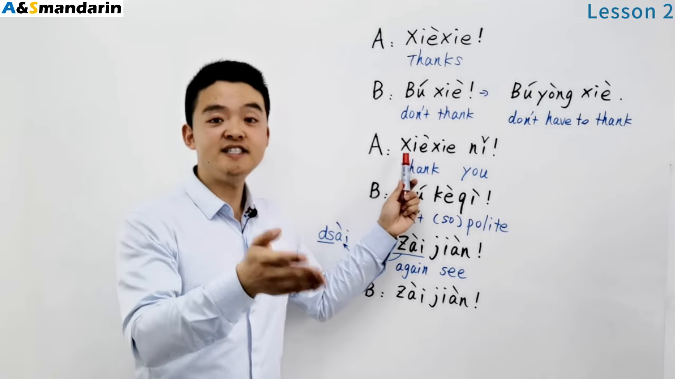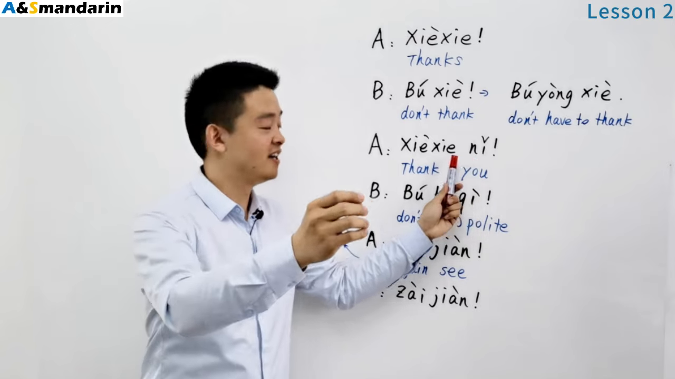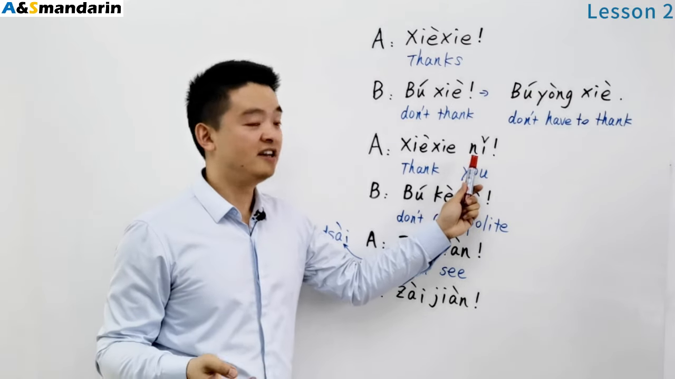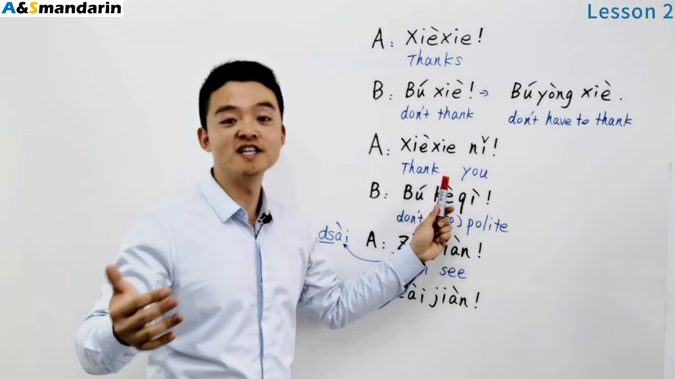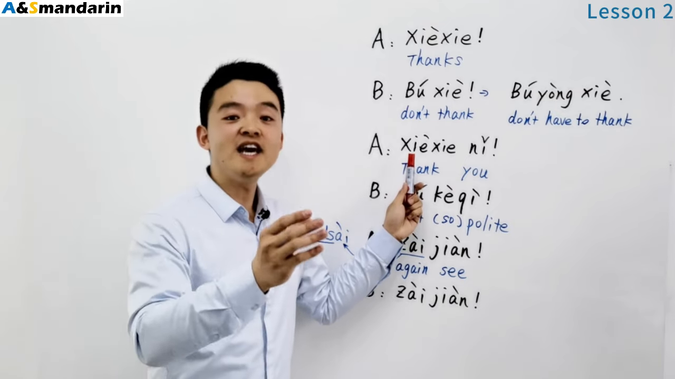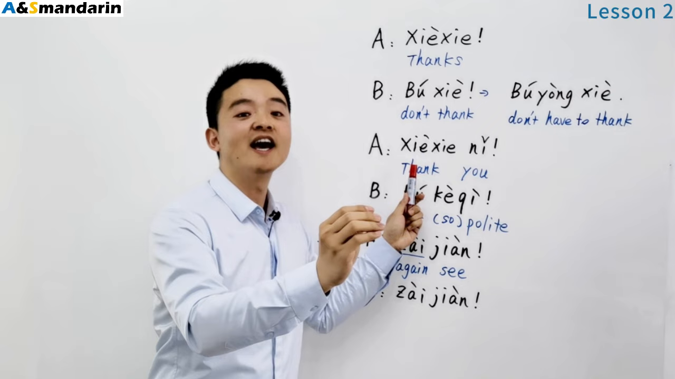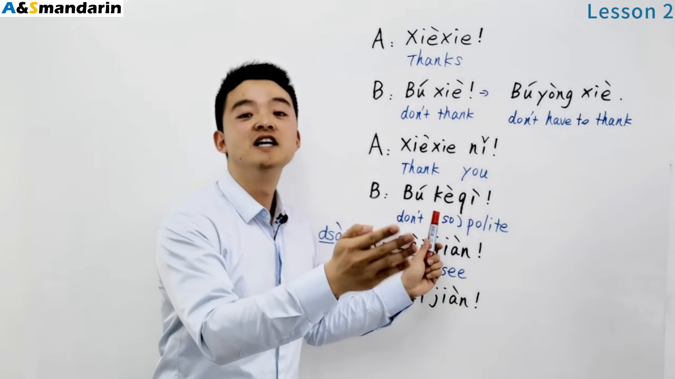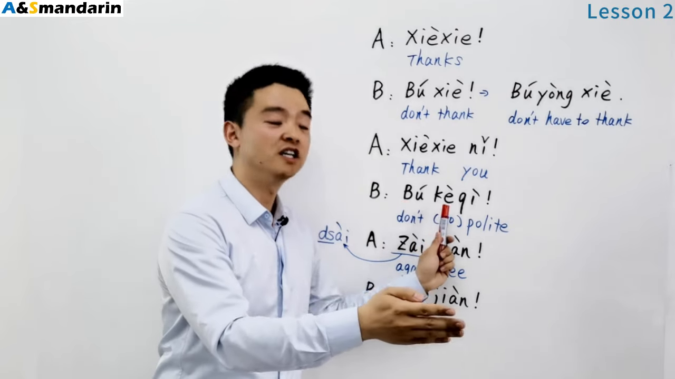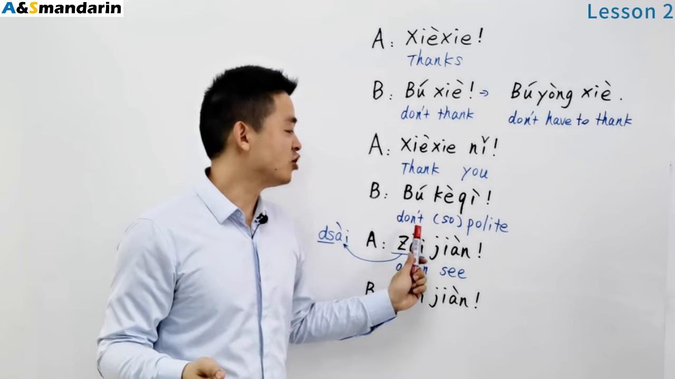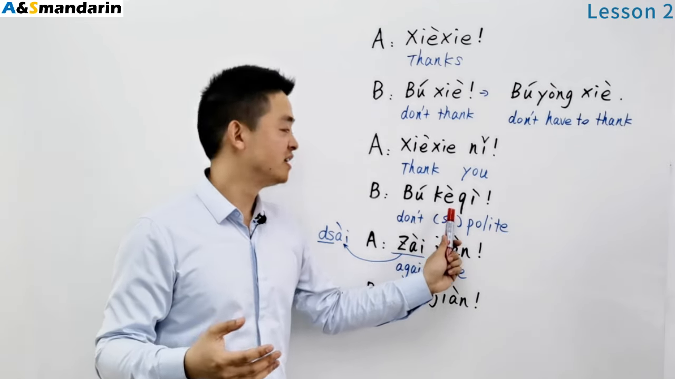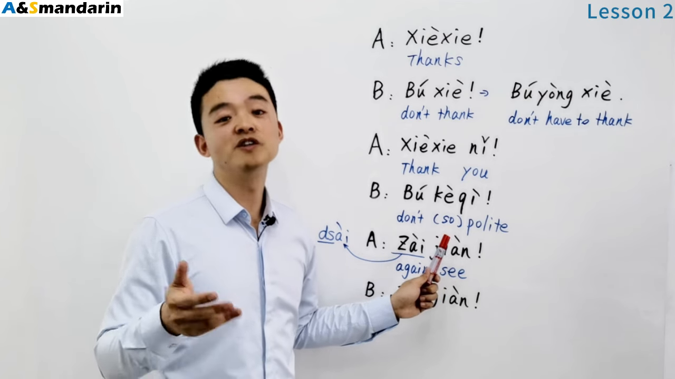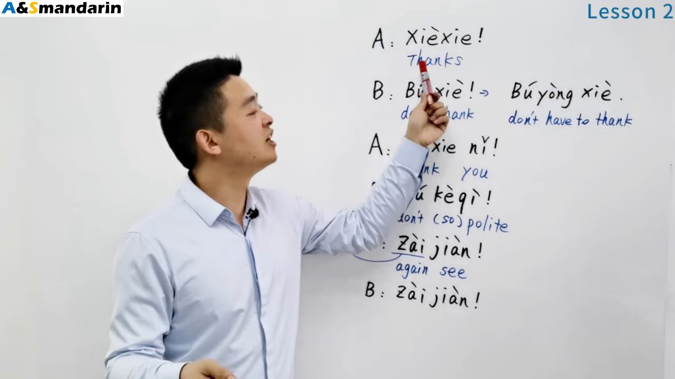A says 谢谢你. 谢谢 Thank, 你 You. So that is the literal translation for thank you. B says 不客气. That is, don't be so polite. 不 is don't. 客气 is so polite. Don't be so polite. This is you're welcome in Chinese. The most common way to respond to 谢谢你, thank you, or 谢谢, thanks.